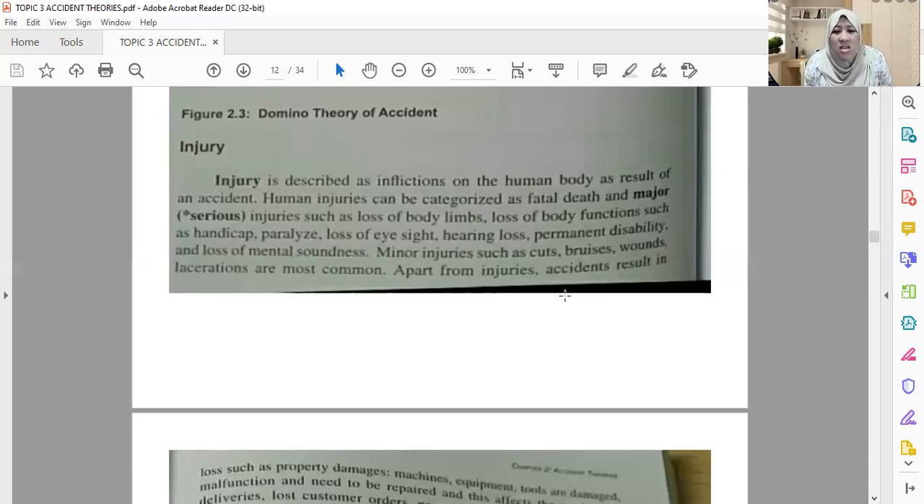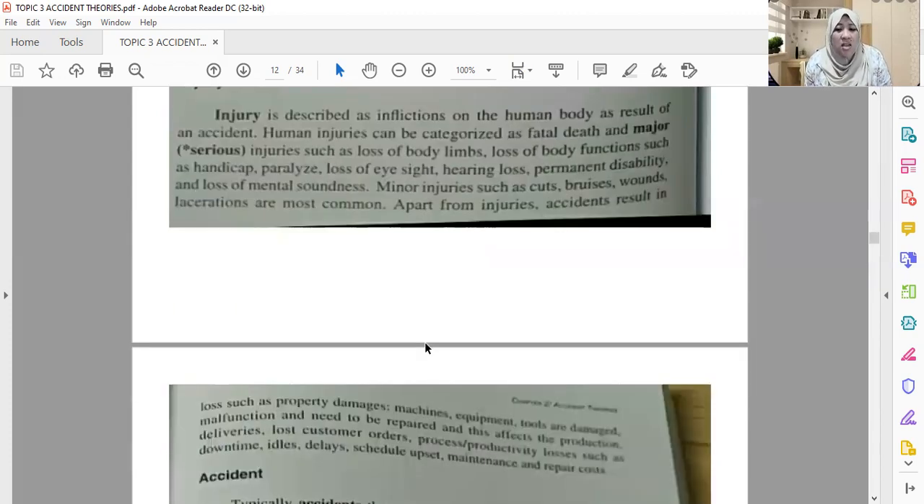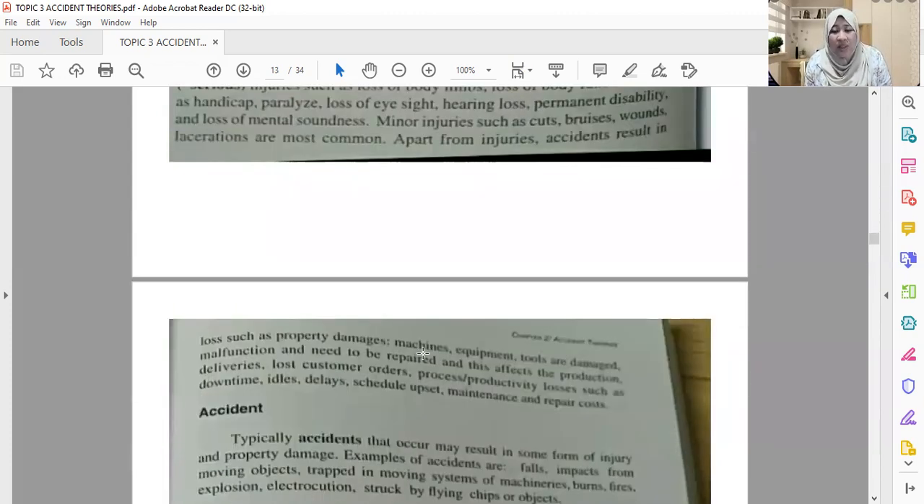And minor injuries such as cuts, bila kena terpotong tangan ke, bruise, okay, bruise ni mean to say like lebam-lebam, wounds, luka, okay, laceration are most common, cala ke, lecet ke. Apart from the injuries, accidents result in loss such as property damages: machines, equipment, tools are damaged, malfunction and need to be repaired, and this affects production.